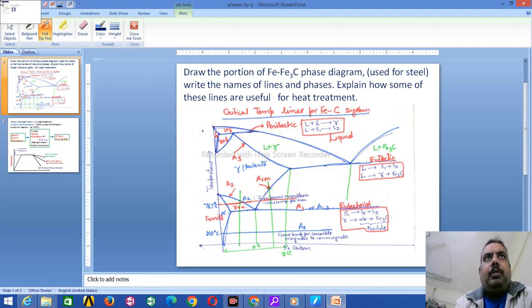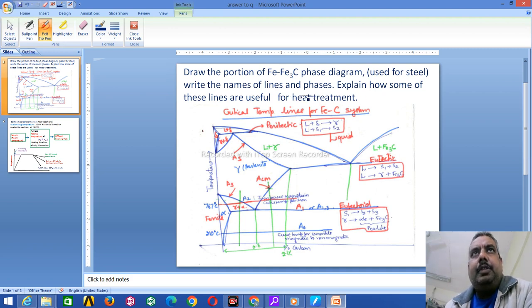This is an important question. Draw the portion of the iron carbon diagram used for steel. This is the portion. Write the names of the lines and the phases. Explain how some of the useful lines are for heat treatment.